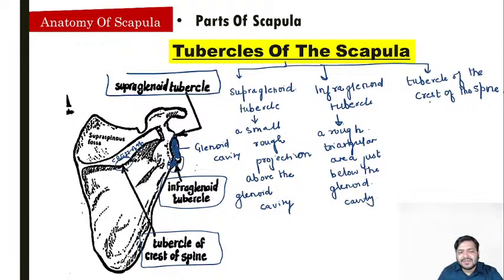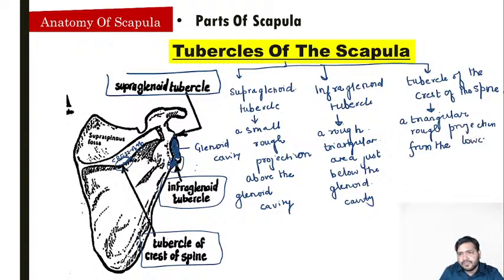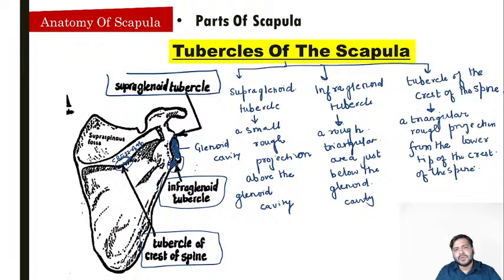And the tubercle of the crest of the spine. Remember, it is a triangular rough projection. Where is it coming from? From the lower tip of the crest of the spine. This is the crest of the spine, and from its lower tip you see this projection. A small bony, triangular rough projection coming out of the crest of the spine from the lower part. So that is about all the basic anatomy of the scapula.